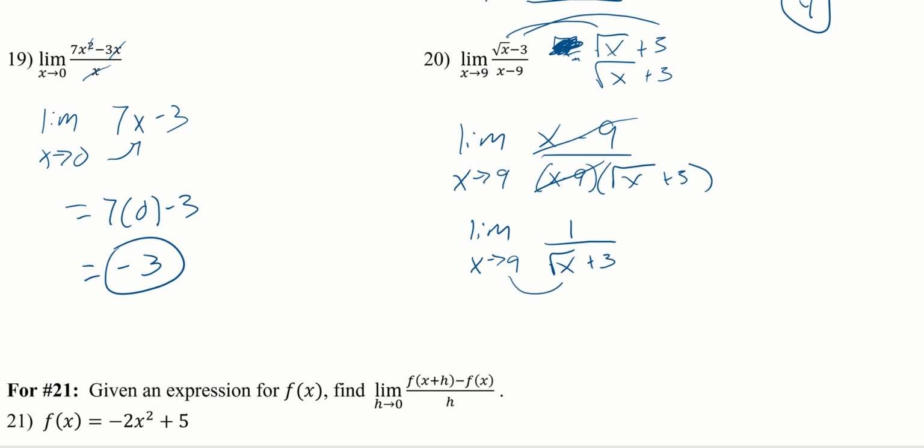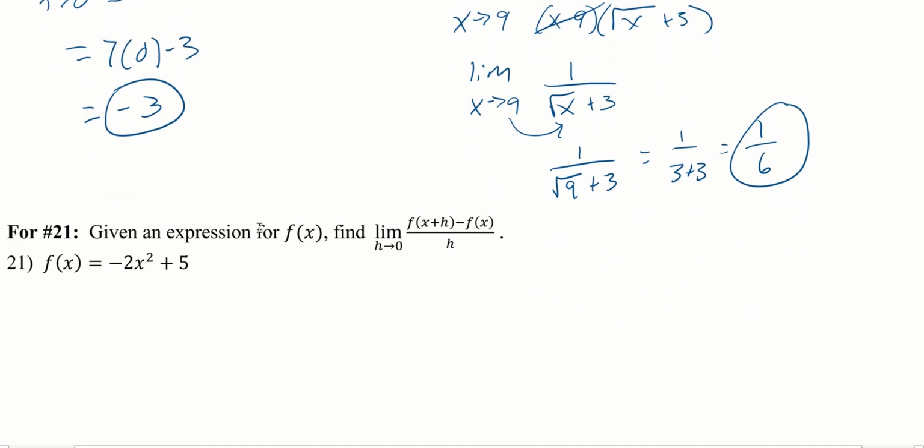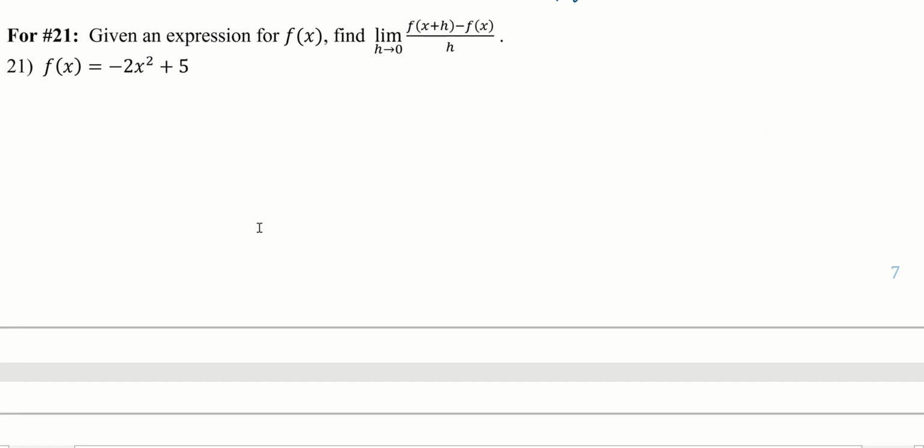Now I can plug this in, and once I plug it in, the limit part of it goes away, and keep solving it. 1 over 3 plus 3, which is 6. So 1/6 on that guy. Cool. So a couple factor, a couple rationalizing, and one just simplifying on number 19 there. Okay. Nice. Now, number 21, we're going to go over a few examples of this.